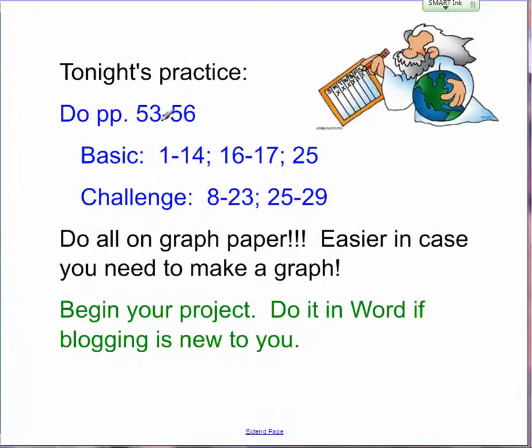And you have some to practice, so on these pages you can choose the basic or the challenge. You need to get started on your project. If you're not tech savvy, you should just do the entire project in Microsoft Word, and then when you create a new post, you just copy that and you paste it into your blog post. Make sure you do any graphs on graph paper. It has to be on graph paper in order to be a valid graph. So pick your choice. If you need time to work on your project, then just do the basic assignment.